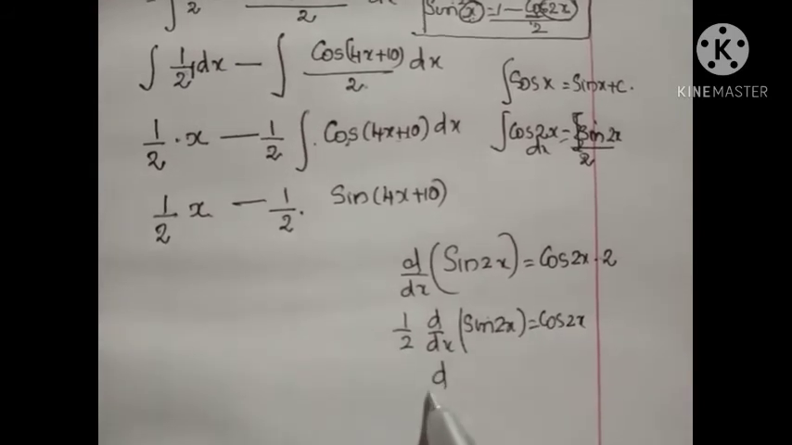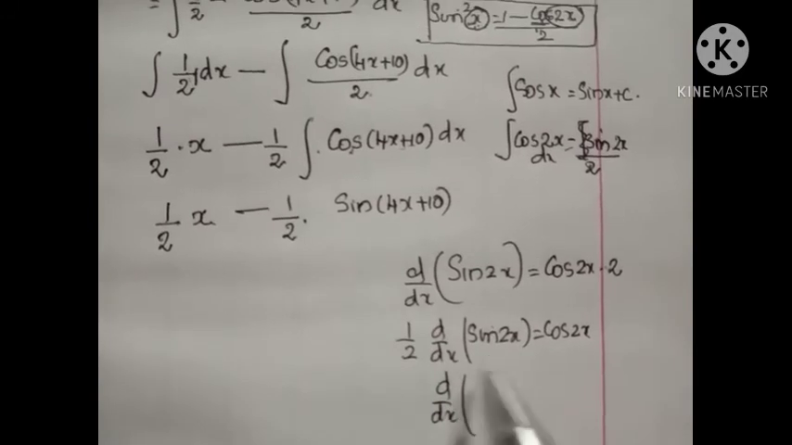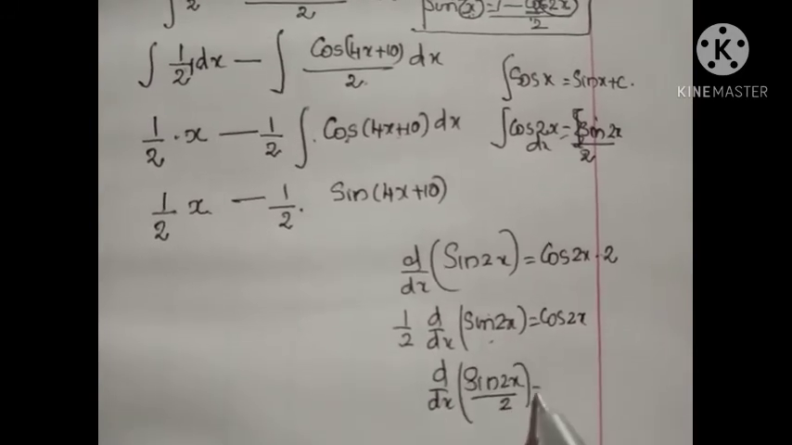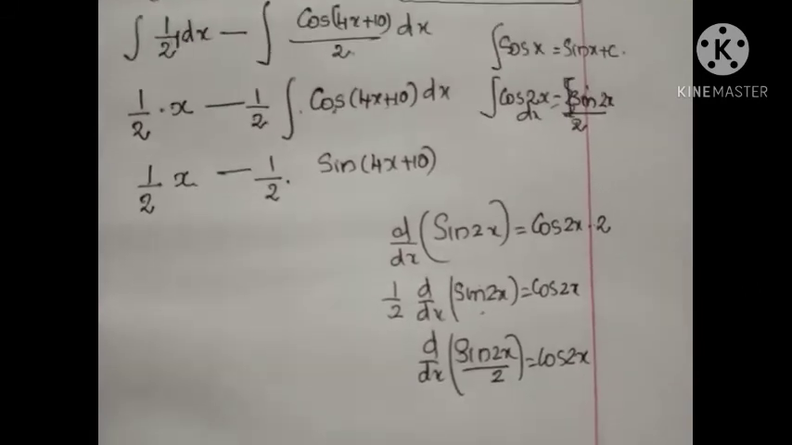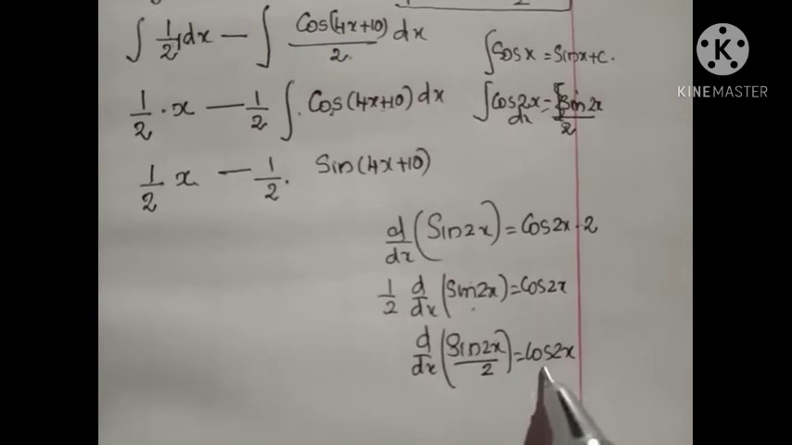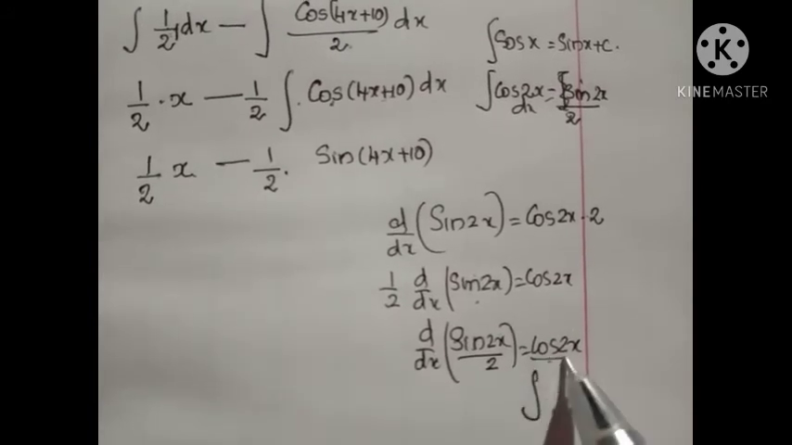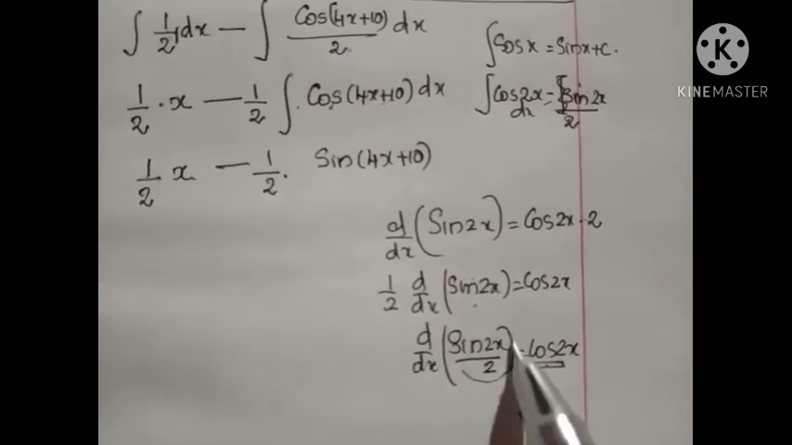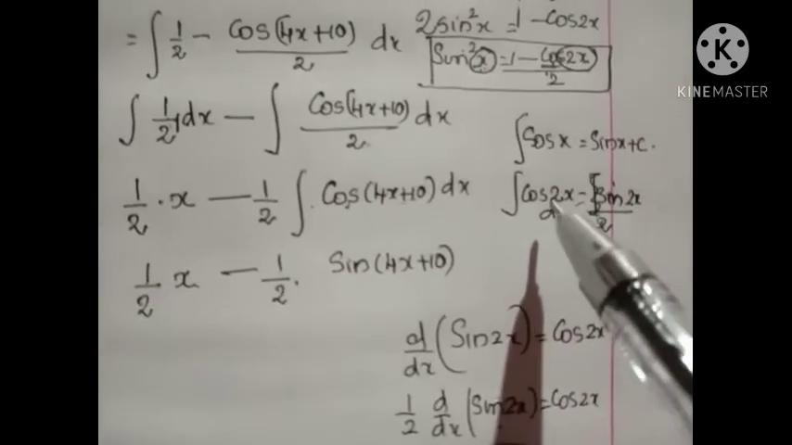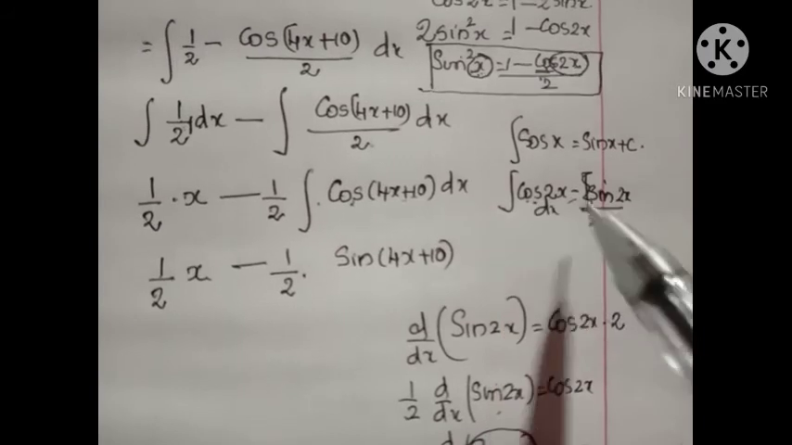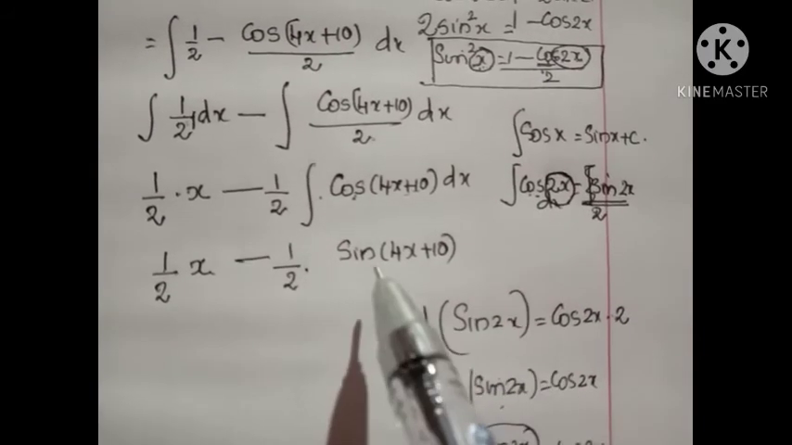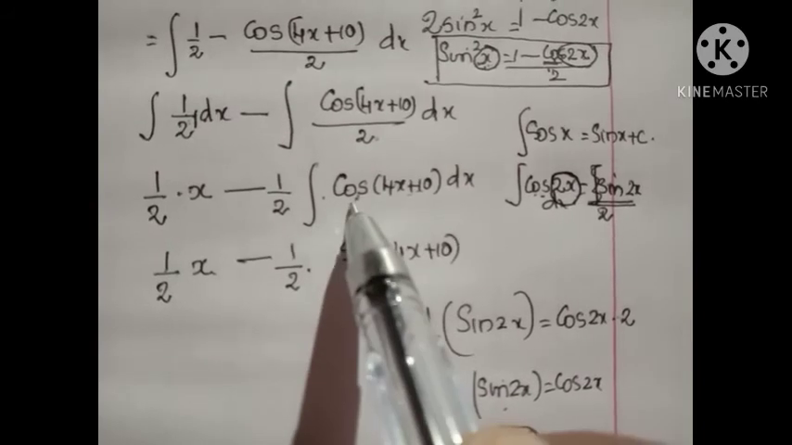Or d by dx of, take this by 2 here, sin 2x by 2 equal to cos 2x. So the derivative of sin 2x by 2 is cos 2x, or the integral of cos 2x is equal to sin 2x by 2. So you have to divide the integral by the derivative of 2x. So here the integral of cos is sine.